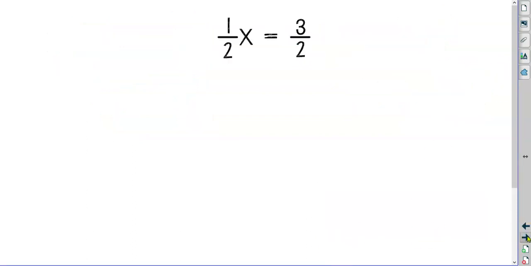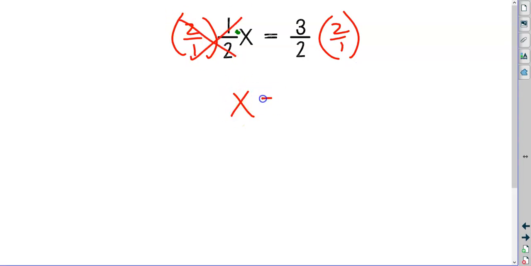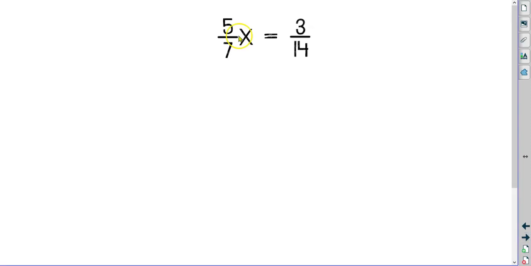Let's try another one. 1/2 x is equal to 3/2. Again, the inverse of multiplying is dividing, but we don't divide fractions by other fractions. So we're going to multiply by the reciprocal. Now I'm giving you some easy ones to start off here, but you can certainly use a calculator. This one came out to be a whole number. All right, again, a coefficient is multiplying a variable. Since the coefficient is a fraction, we will multiply by the reciprocal.